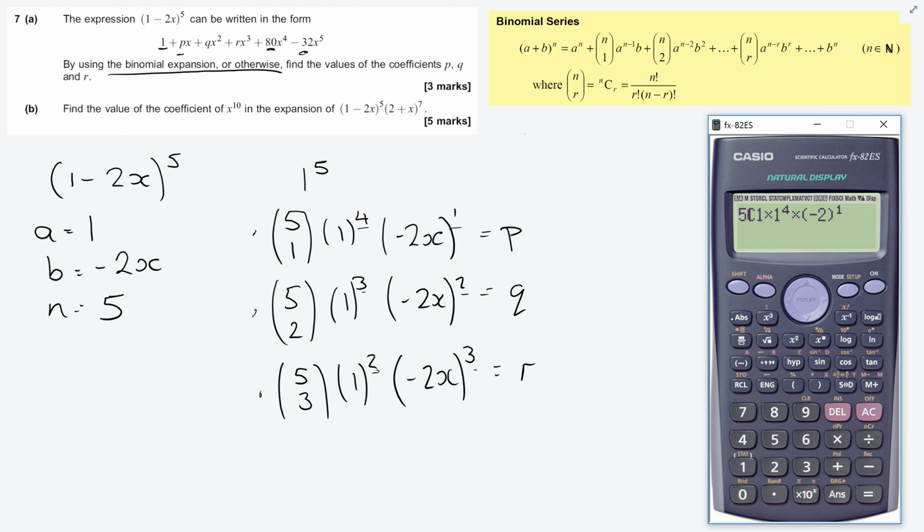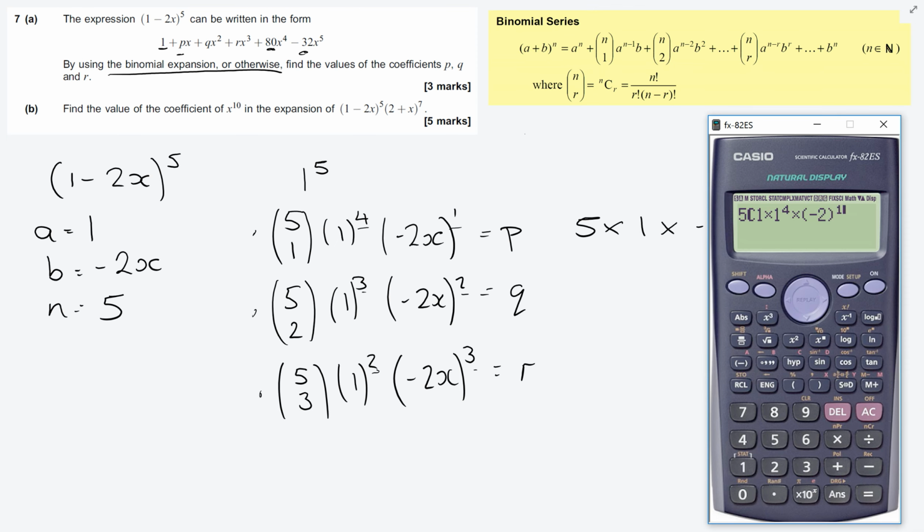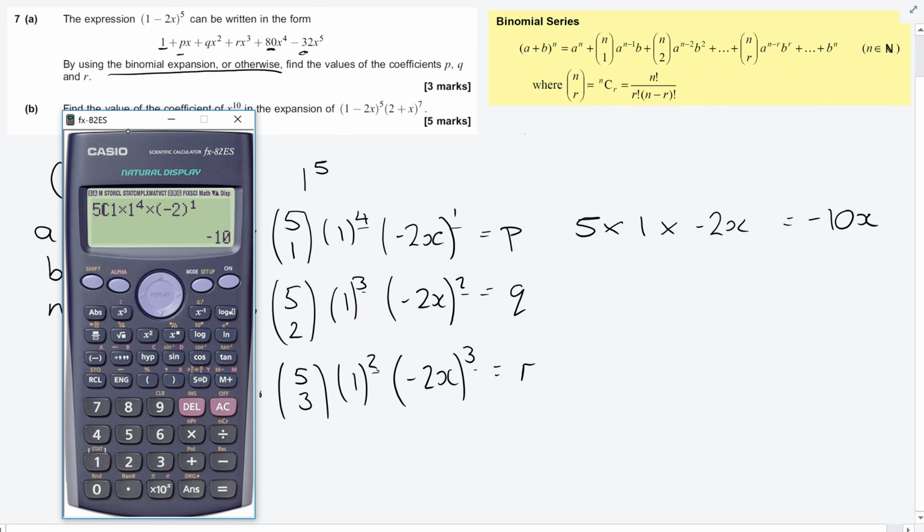What might be better is to actually take your time with this and write this out in full. So 5 choose 1, which comes to 5, times by 1, times by minus 2x. And that's going to give me minus 10x. And I can go back to my calculator and just check that that's the case, minus 10, and then with the x term there.